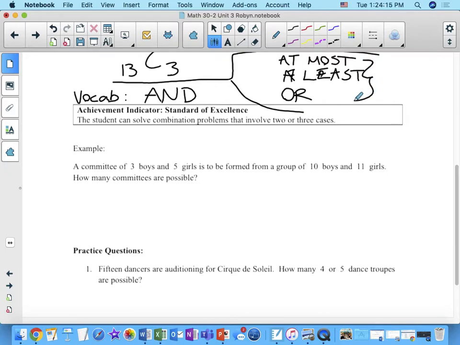With case 1, case 2, case 3, with the number of either combinations or permutations. If it's case 1 or case 2, what do I need to do with the total number? Yeah. Add. If it's case 1 and case 2, what do I need to do? Multiply.